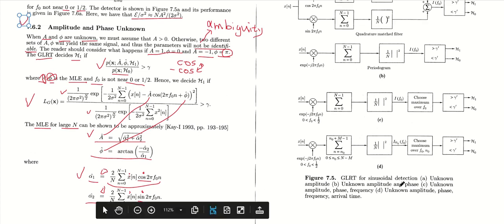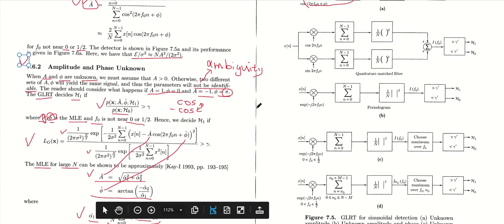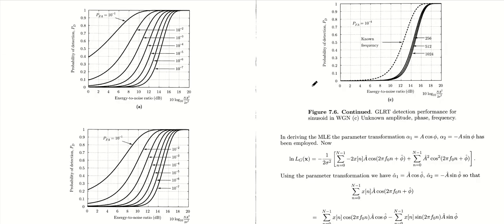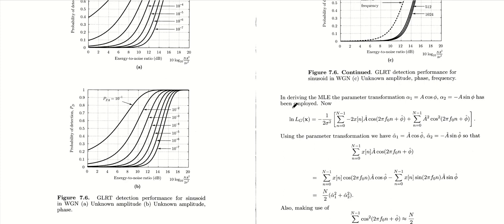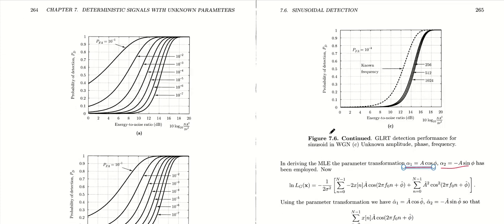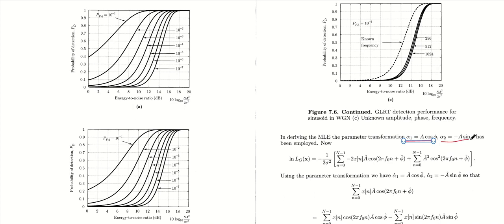Unknown amplitude and phase, you have it here. So what you do is you want to implement this. You go to here, and we have not derived it yet. So let's take one step further, in deriving the MLE parameter transformation, right? As we mentioned, there you have alpha 1 and alpha 2.